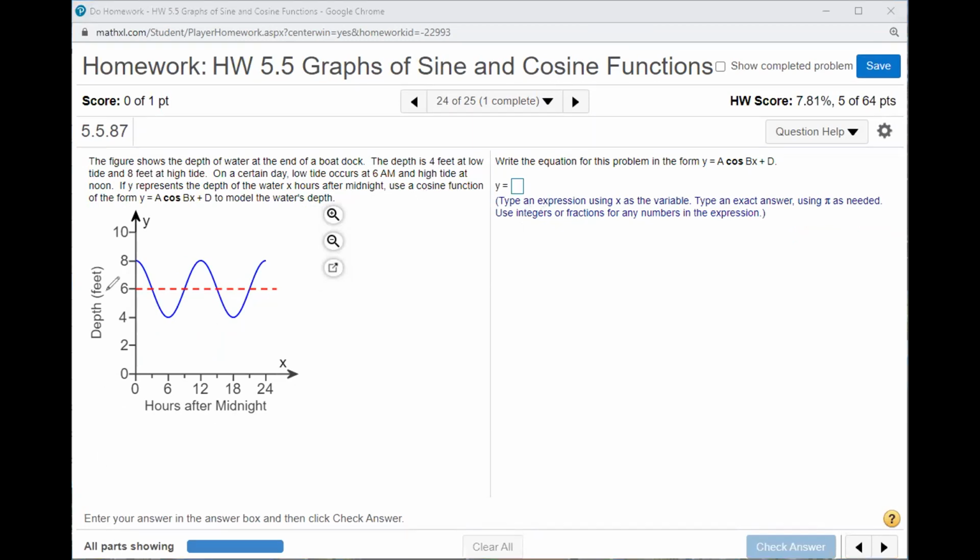Okay, so A is the easiest to do. We want to see how high does it go up and how low does it go down. So it goes up 2, it goes down 2. So that's our A. So A is going to be 2.